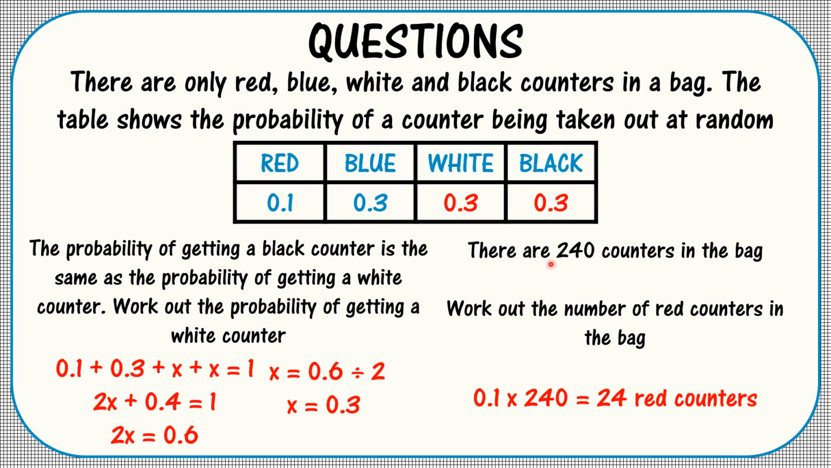The second part of the question: there are 240 counters in the bag. Work out the number of red counters in the bag. Again, what you will do is find the relative frequency, which is 0.1, times by the number of trials, which is 240. So 0.1 times 240 is equal to 24 red counters.